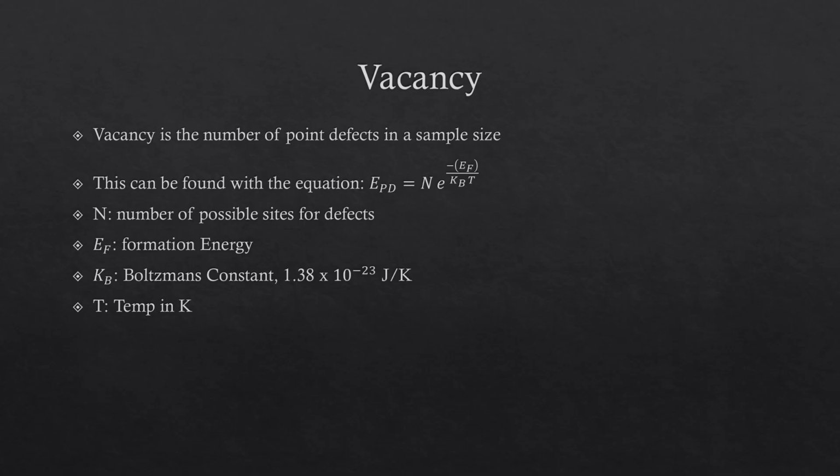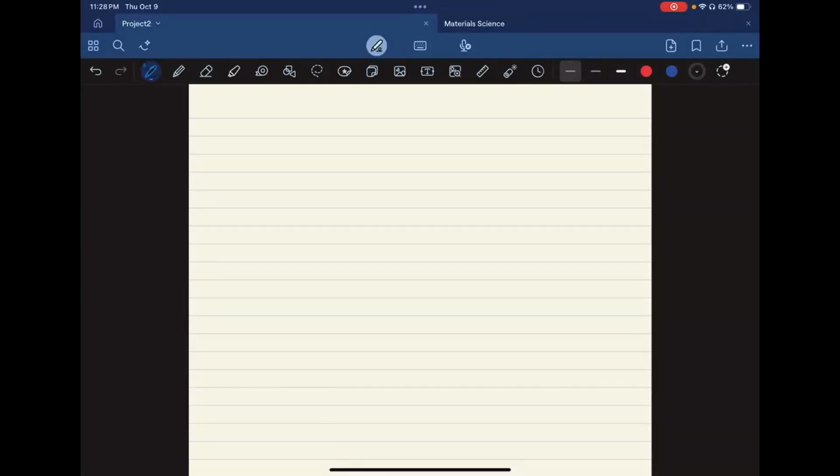Vacancy is the number of point defects in a sample size. This can be found with the equation N_v equals N times e to the negative formation energy over Boltzmann's constant times temperature. Boltzmann's constant is 1.38 times 10 to the negative 23 joules per Kelvin, and temperature is measured in units of Kelvin.